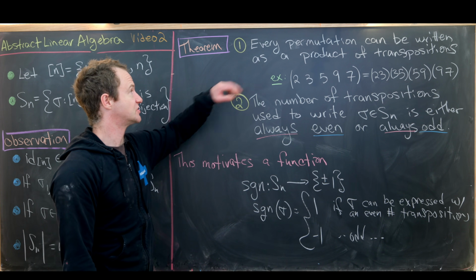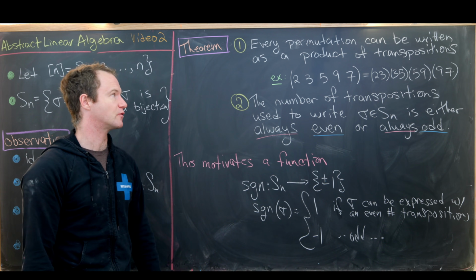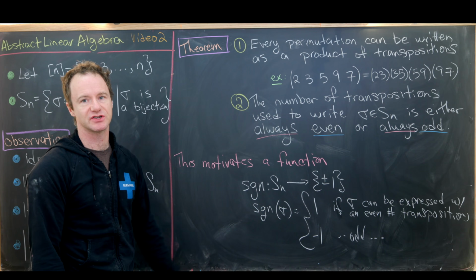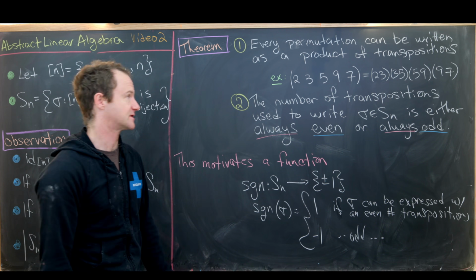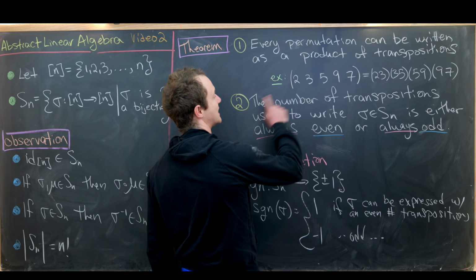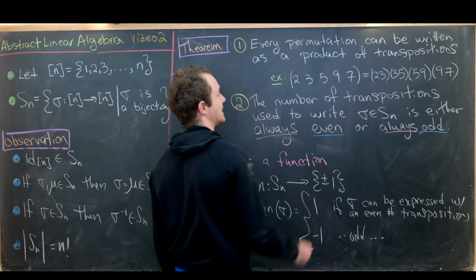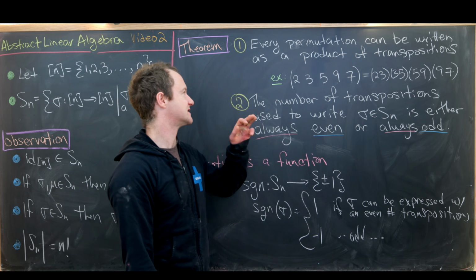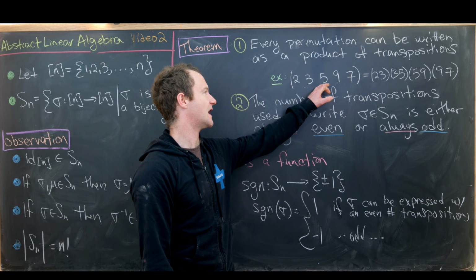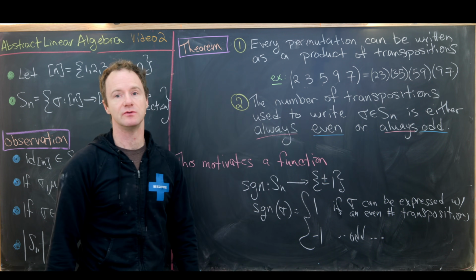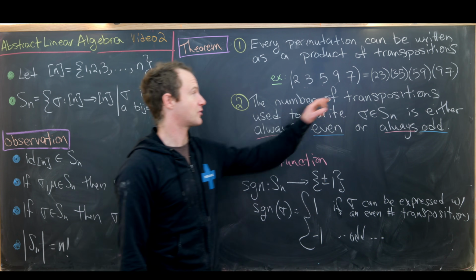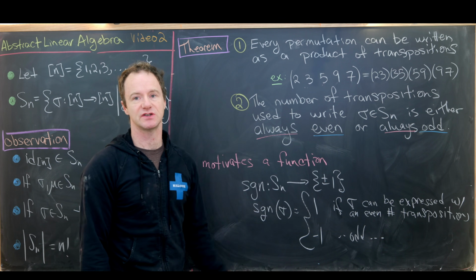So the first of which is that every permutation can be written as a product of transpositions. The proof of this is actually quite easy. We just won't do it here for time. Here's an example. We have a 1, 2, 3, 4, 5 cycle. So this is the cycle that takes 2 to 3, 3 to 5, 5 to 9, 9 to 7, and 7 back to 2. And that can be written as the product of the following transpositions.